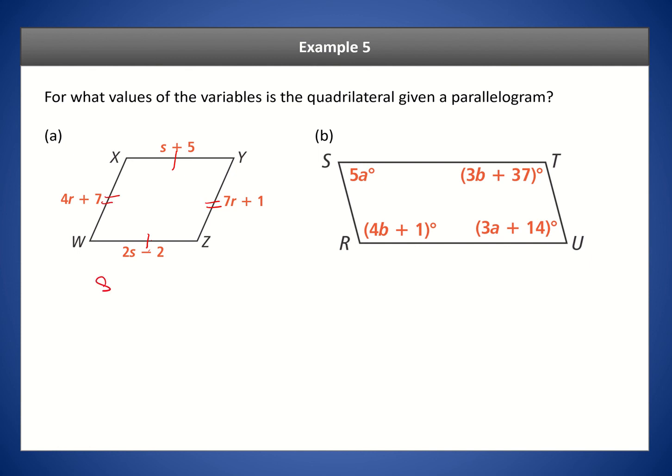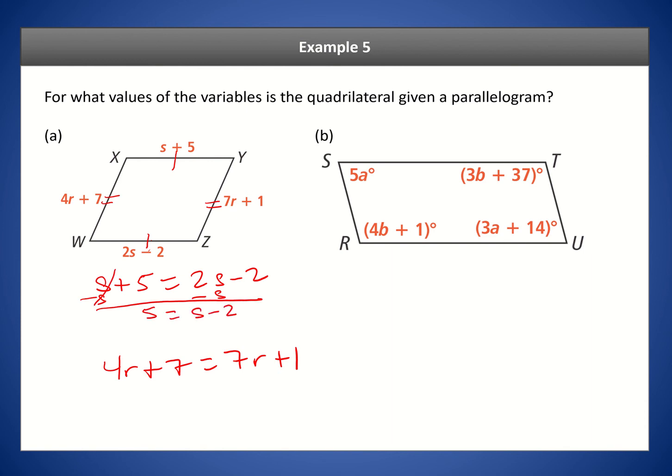So we have s plus 5 is equal to 2s minus 2. We can set those sides equal and solve. Similarly for r, we can set those equal to each other and solve for r. So we'll solve for s first. Let's go ahead and subtract s here. So we get 5 equals s minus 2. And because s minus 2 equals 5, that means s has to be 7.